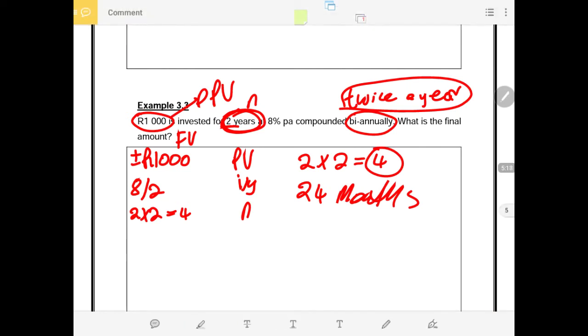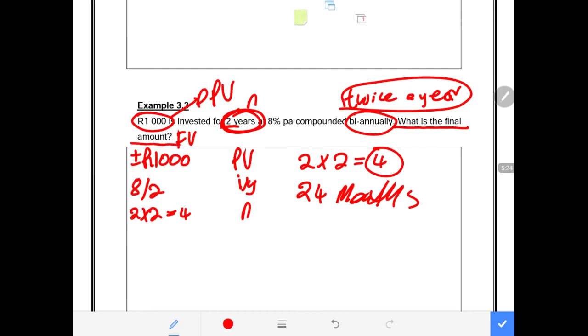Let us then now calculate what is required. What are we required to calculate? We are required to calculate the final amount, which is the future value. So we say compute future value. We're calculating our future value.